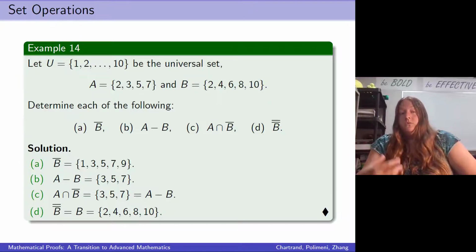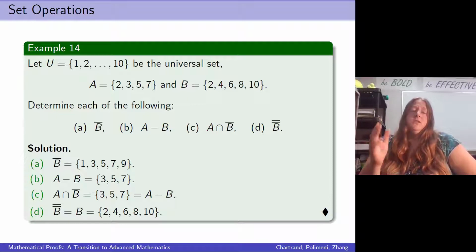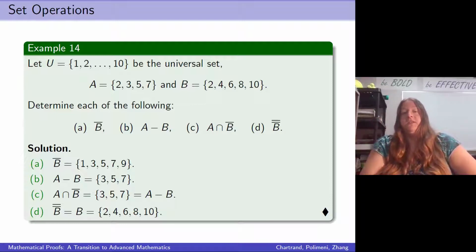You can also do combinations of these operations. So you can think about this part C here, A intersect B complement. All right? So in order to do this intersection, you need to know what B complement is first. So there's a little bit of an order of operations thing happening here.